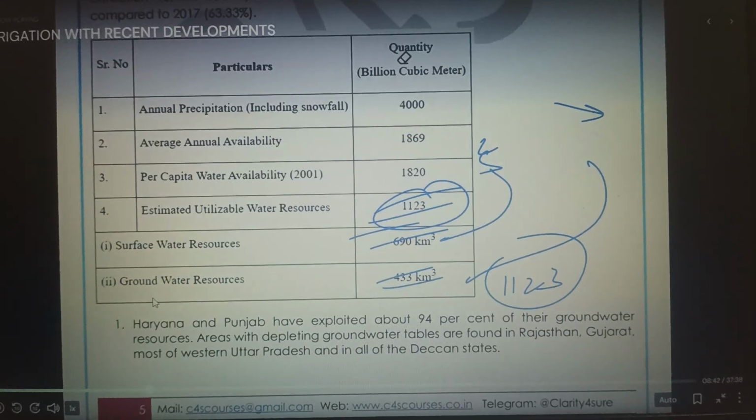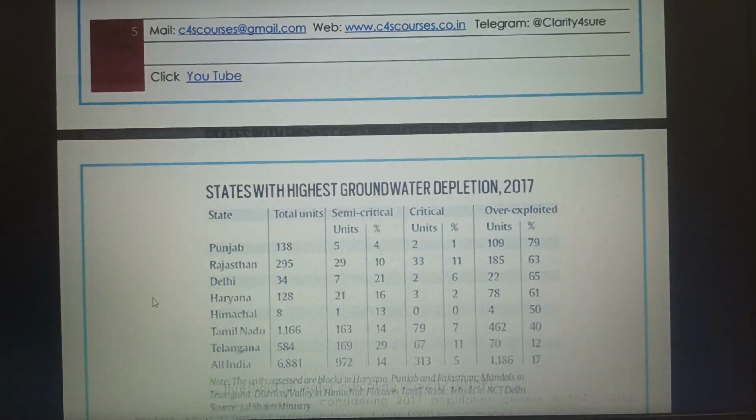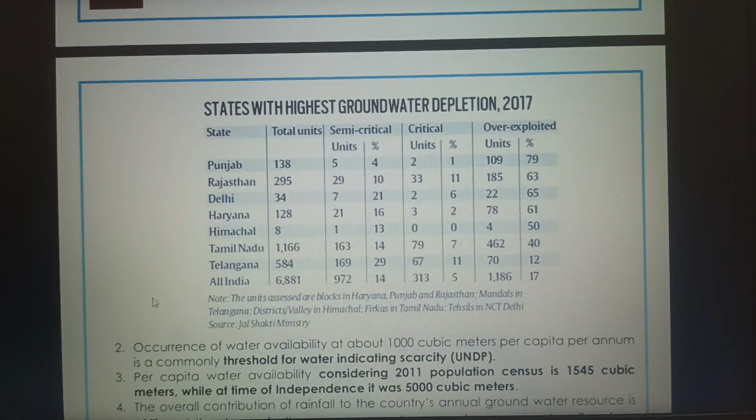This first portion with quantitative aspects is also clear for your examination. Now we will see, these are some of the states, as you know, where irrigation is quite developed in parts of our country. So groundwater exploitation will of course be more in these parts of the country, like Punjab, Haryana, Rajasthan, this belt.